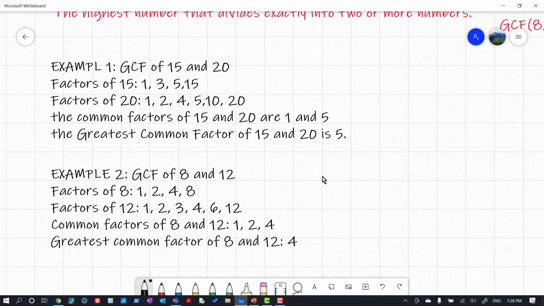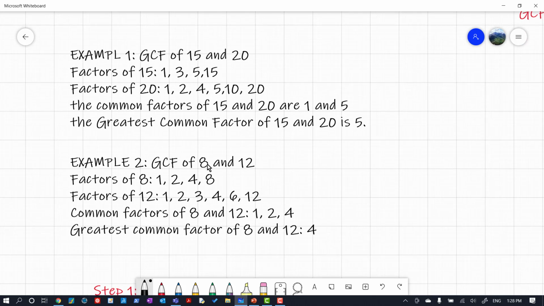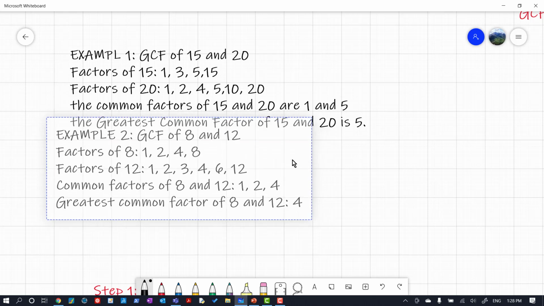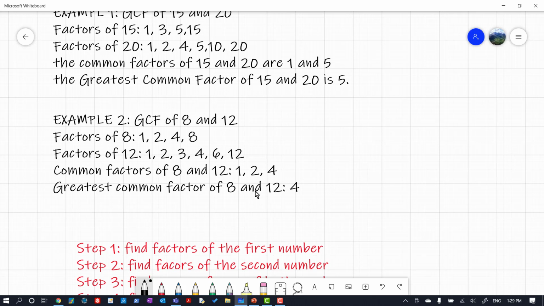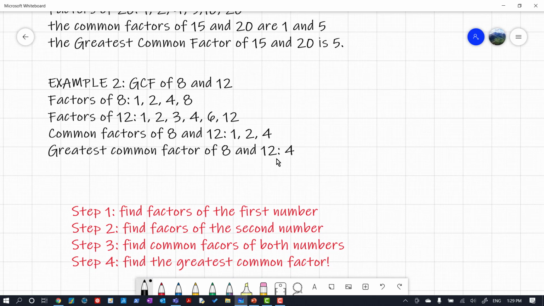So you can have another example, which is 8 and 12. For 8, you can easily get a list of factors 1, 2, 4, 8. And for 12, the same way, you can get 1, 2, 3, 4, 6, and 12. So from these two lists, you can get a list of common factors of 8 and 12, which are 1, 2, 4. And comparing all these factors, it's not difficult to get the greatest common factor of 8 and 12 is 4.